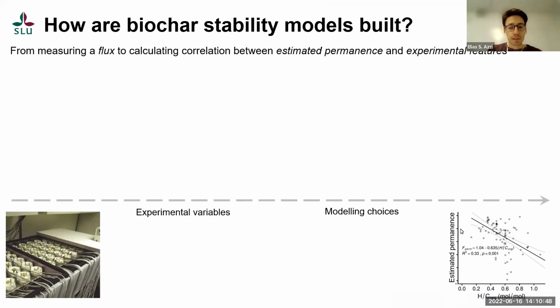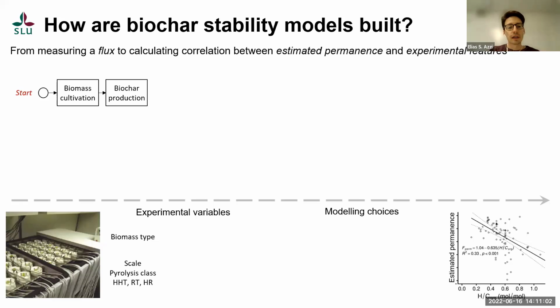But to do that, there are many different steps. We have to start with making experiments, taking a biomass sample, cultivating it. So we can choose different types of biomass, they have different properties. Then we have to produce a biochar from it, and we can do that at lab scale or at commercial scale. We can choose different types of pyrolysis or gasification or HTC processes. And we have higher heat treatment temperature, residence time, and heating rates as important variables here.